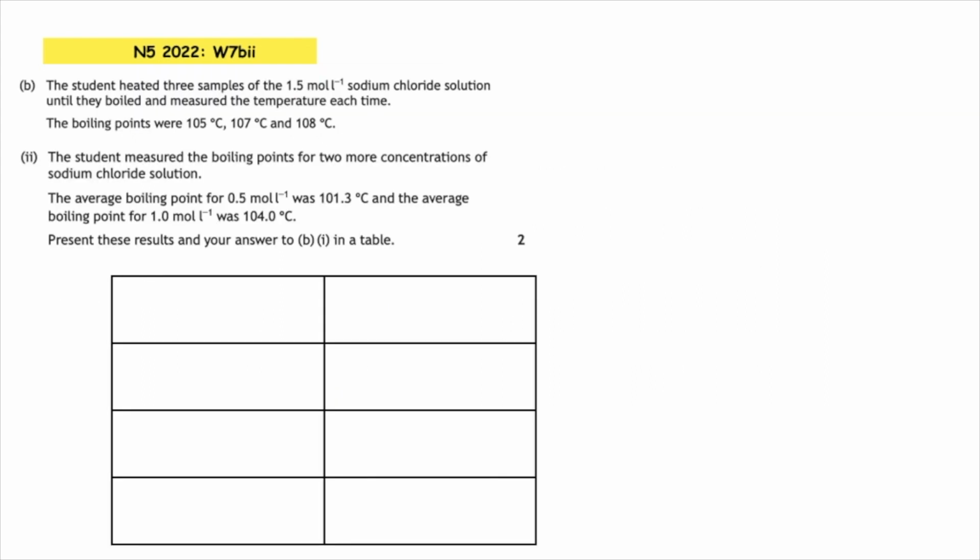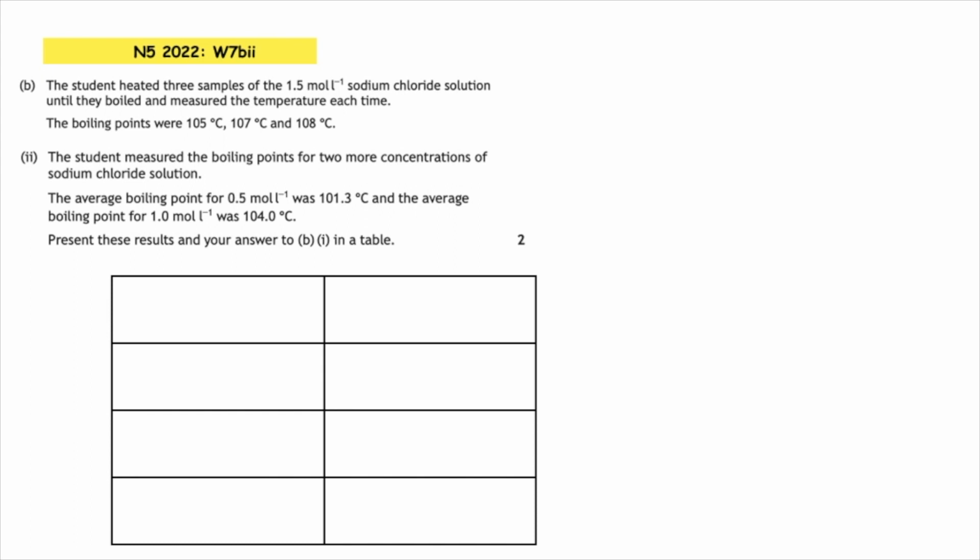The student measured the boiling points for 2 more concentrations of sodium chloride solution. The average boiling point for 0.5 mole per litre was 101.3 degrees, and the average boiling point for 1.0 mole per litre was 104.0 degrees Celsius. Present these results and your answer to B part 1 in a table. So you're going to get 1 mark for the correct headings with the correct units.